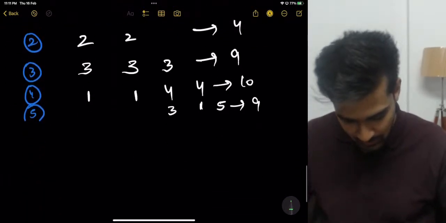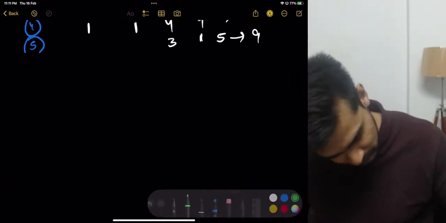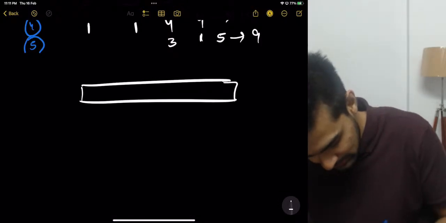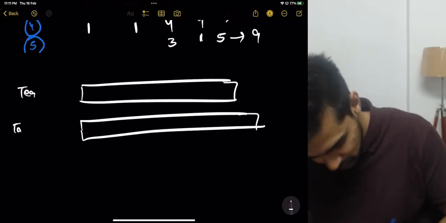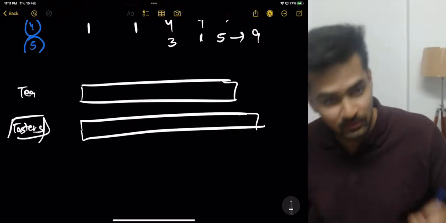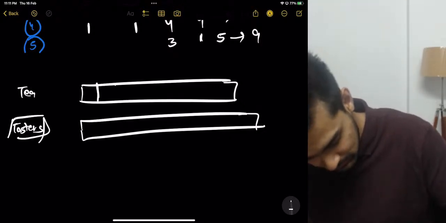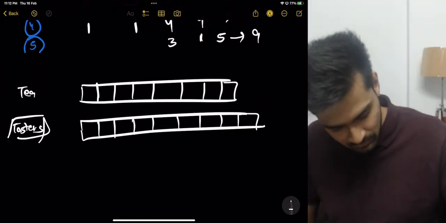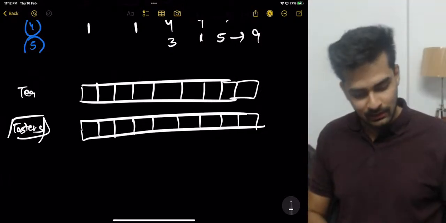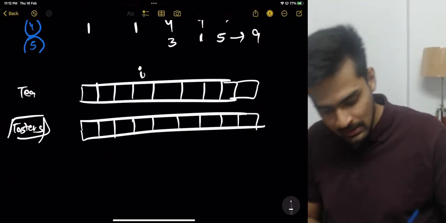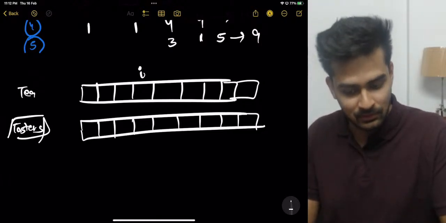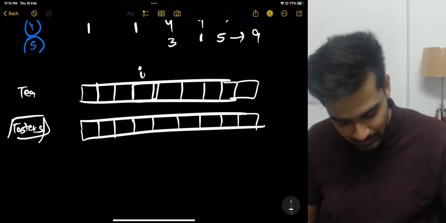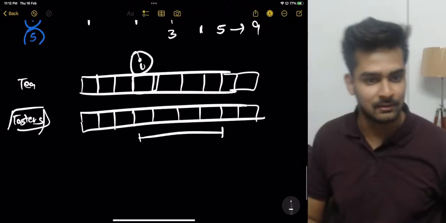Okay. So what now? We had these Ts, and these are tasters. Okay, now we know that if this is the ith index, using the above logic, we are able to figure out how many people are actually able to drink this ith T.